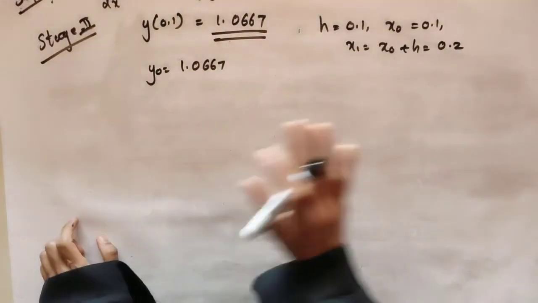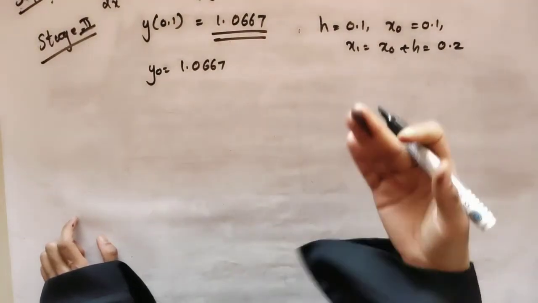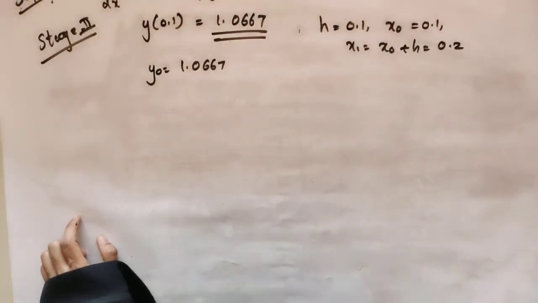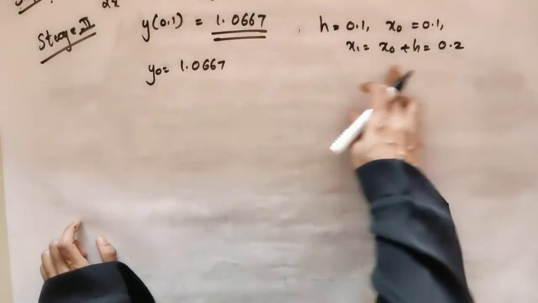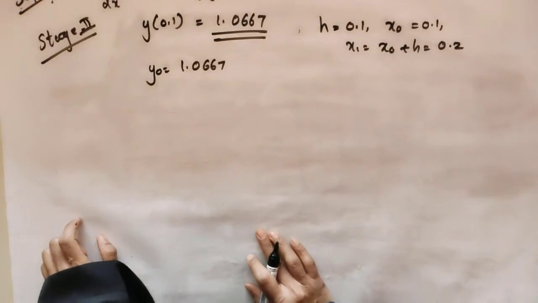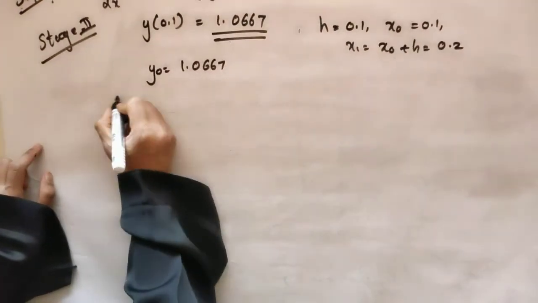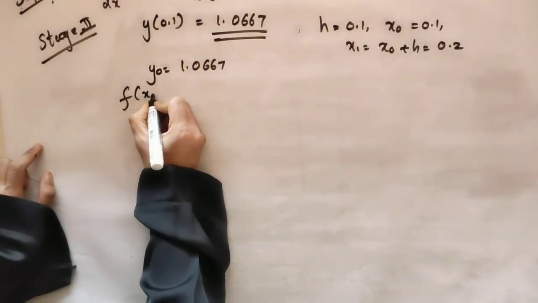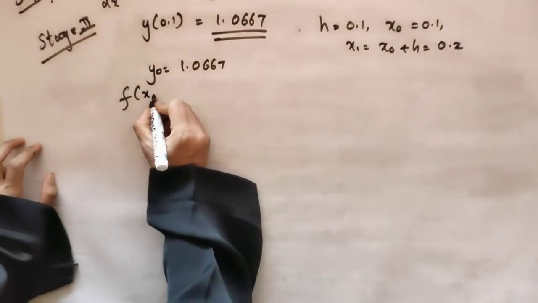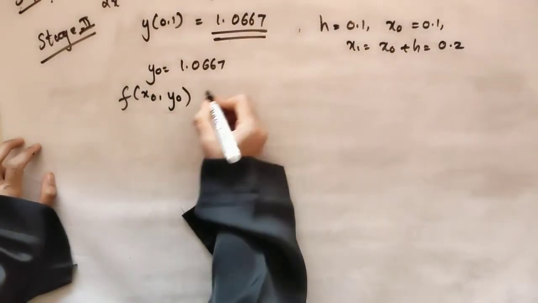Okay, the rest is the same. Whatever we did in the previous stage will continue. Every step is going to be the same, but with these new initial values. That you should remember. So now again f of x, y is the same. We are going to work out f of x naught, y naught with these values.